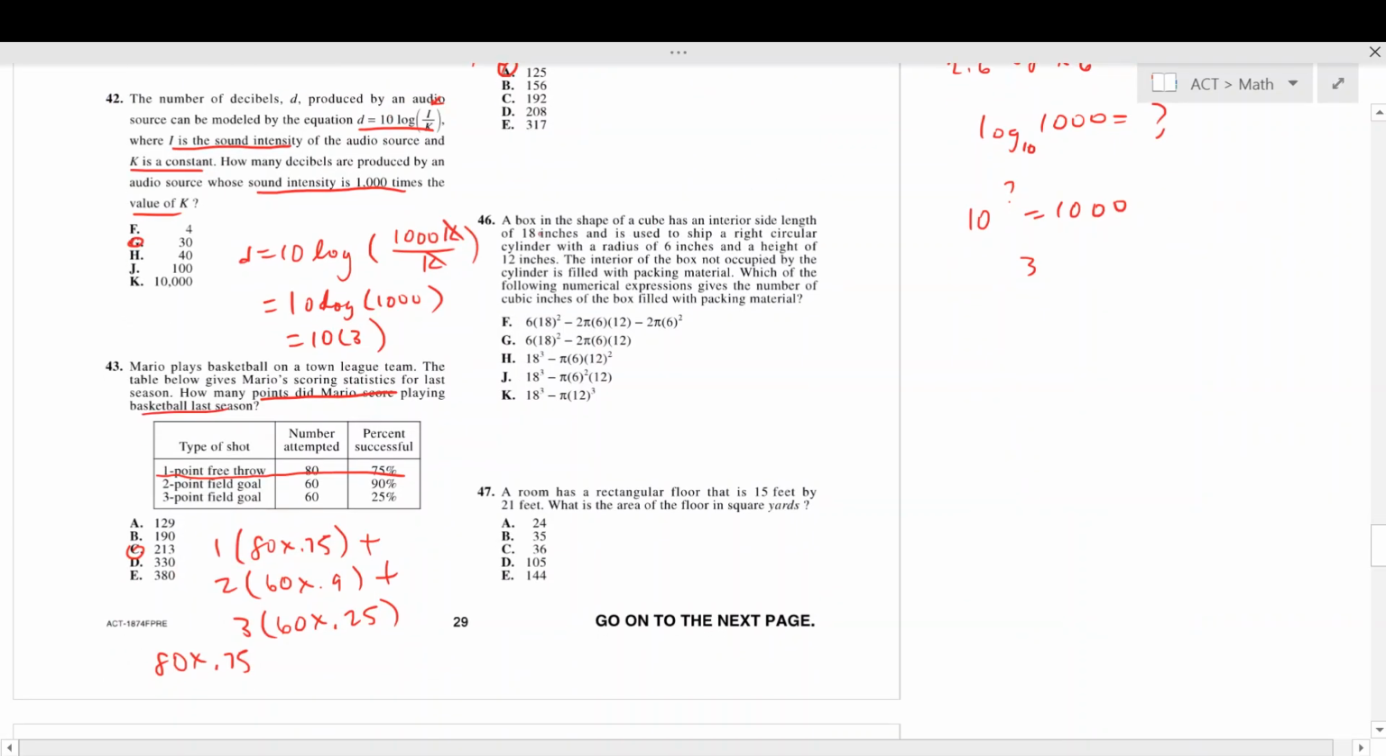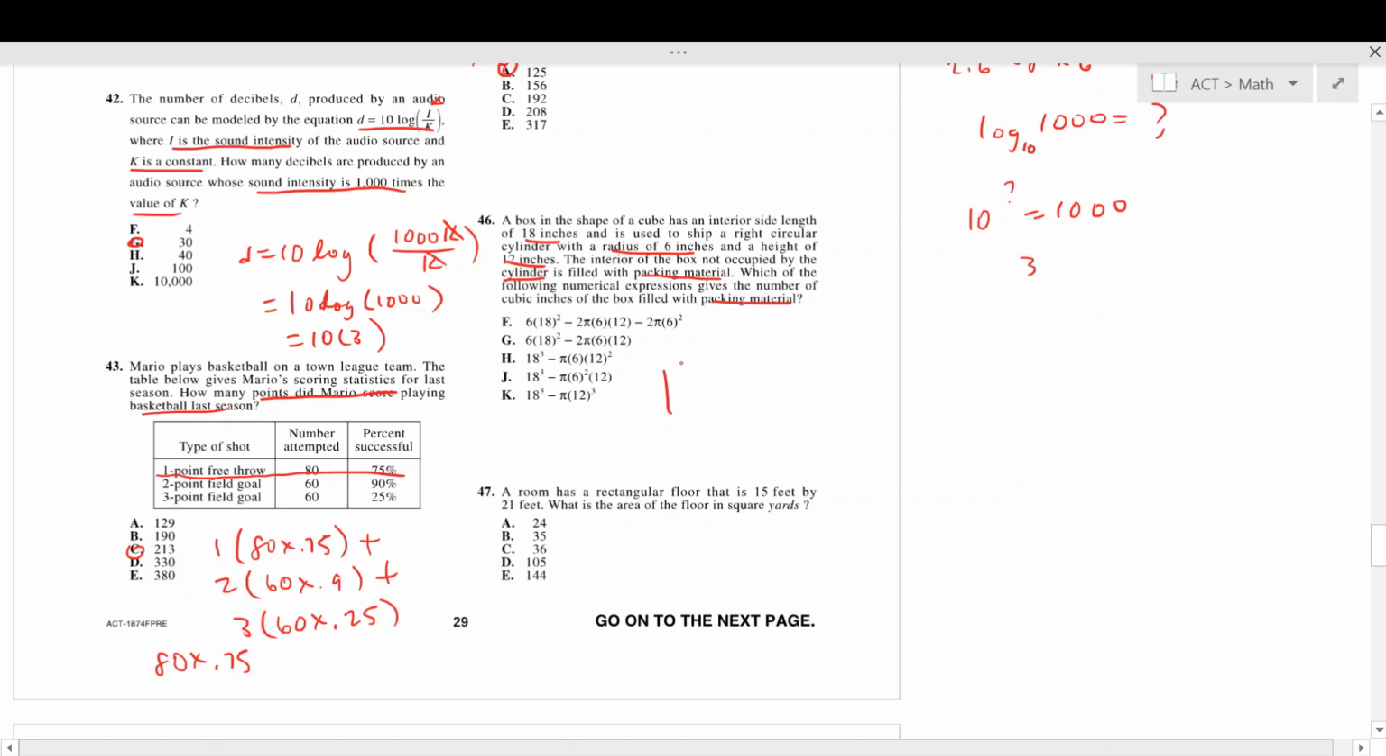A cube has a side length of 18, and it's used to ship a cylinder with radius 6 and height 12. The interior that is not occupied by the cylinder, so a cylinder is inside the cube, and the part of the cube that's not filled up by the cylinder is filled with packing material. What is the volume of the packing material?